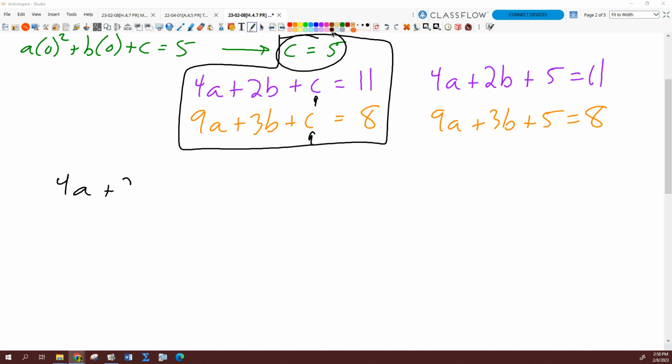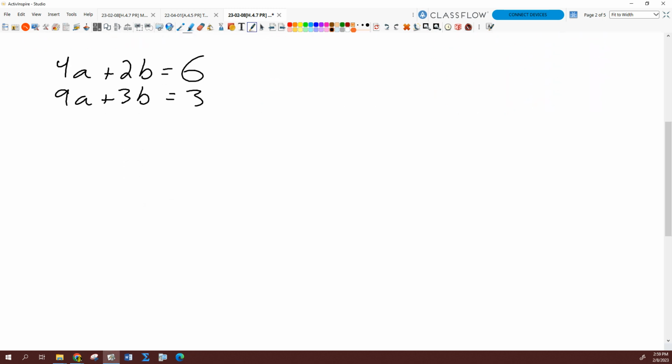4a plus 2b equals 6, and 9a plus 3b equals 3, right? Okay. Well, that's no big deal. What am I going to do with that one? So you multiply the whole thing on top by 3 and the whole thing on bottom by 2 to make the b's the same.